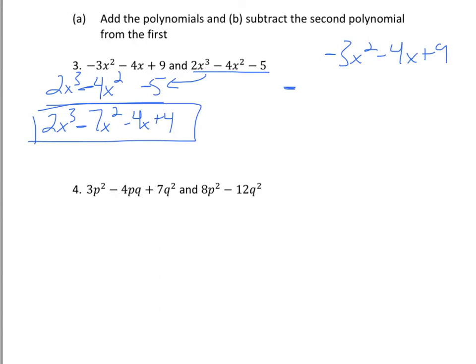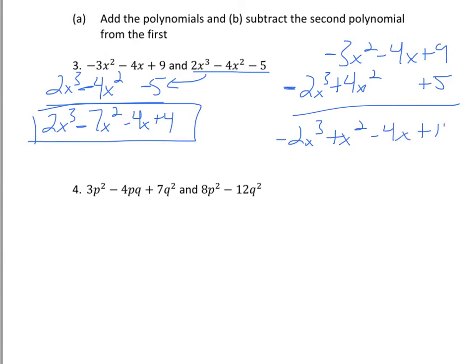Okay, so if you're going to subtract the whole polynomial, you got to change every sign. You got to change all of them. You can't just change the first one. So it's a minus 2x cubed, a plus 4x squared, and a plus 5. Okay, I changed all the signs. You have to basically distribute the negative all throughout. Okay, so we'll finish this one up. Negative 2x cubed plus x squared minus 4x plus 14.